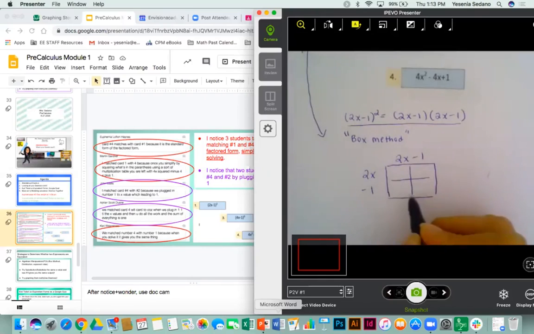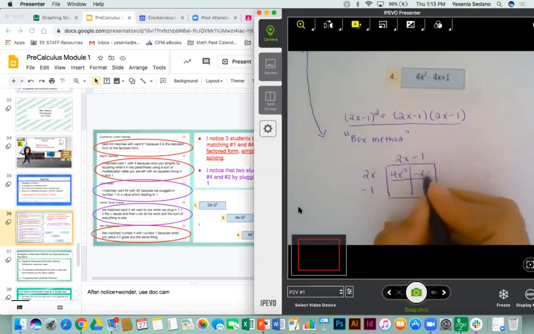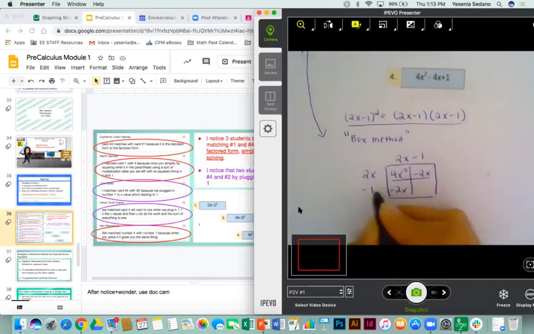So once you have this set up, what you do is you multiply. So I think that's why Martin called it a multiplication table. Because what we're going to do is multiply like this. So 2x times 2x, that's 4x squared. 2x times negative 1, negative 2x. 2x times negative 1 again here, negative 2x. Then we have negative 1 times negative 1, and that's going to be positive 1.